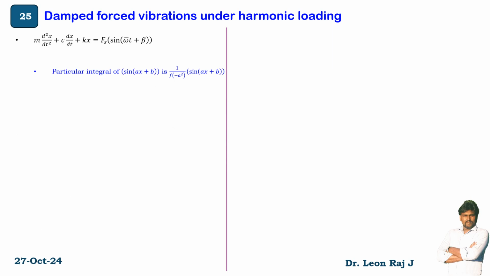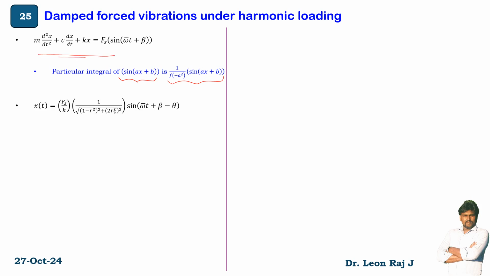So your equation is further simplified as m d square x by dt square plus c dx by dt plus kx equal to Fs sine omega bar t plus beta. So if your term is sine of ax plus b, then your particular integral can be written as 1 by f of minus a square. So this is the response differential equation.